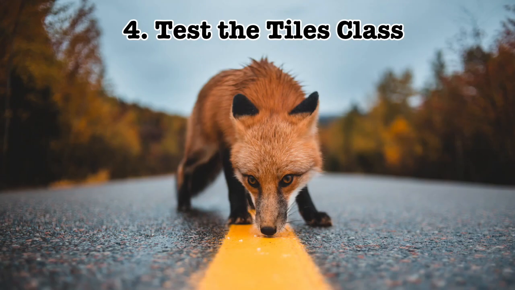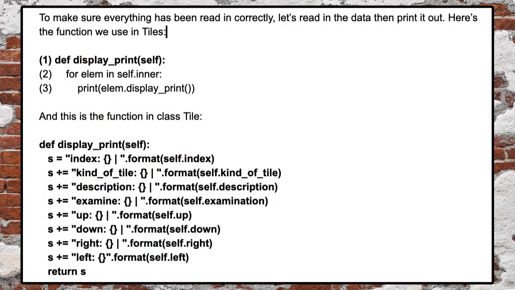Okay, so now this is point number 4. We're almost done. Let's talk about testing the tiles class. To make sure everything has been read in correctly, let's read in the data, then print it out. Here's the function I use in tiles. It's set display print. And it's super simple, just 3 lines and that's it.